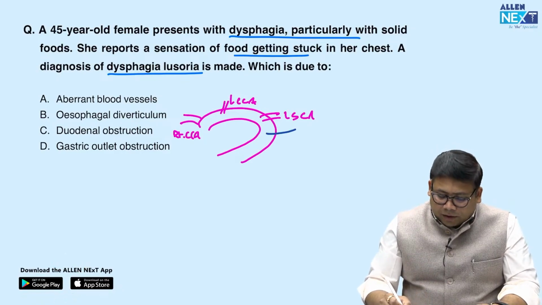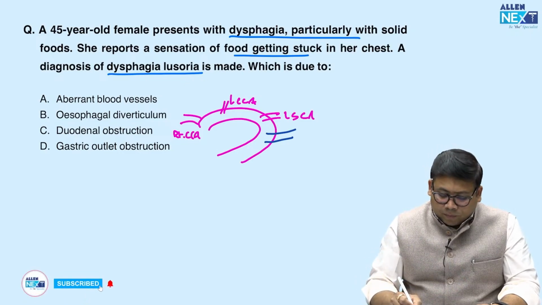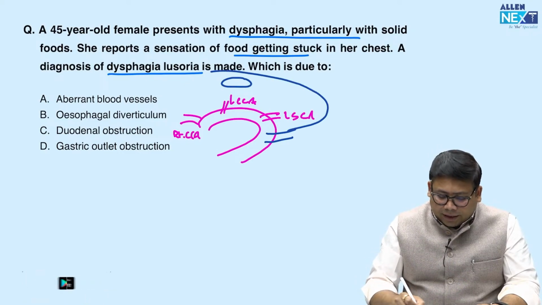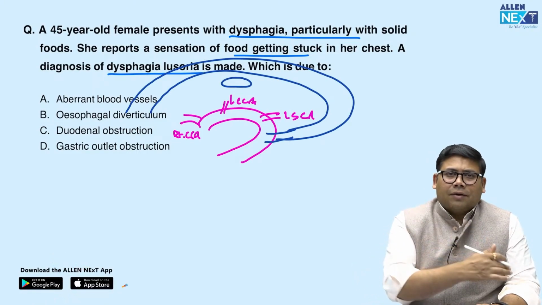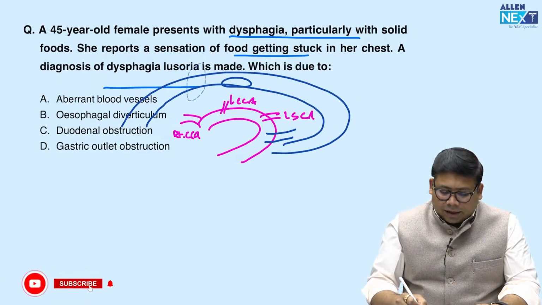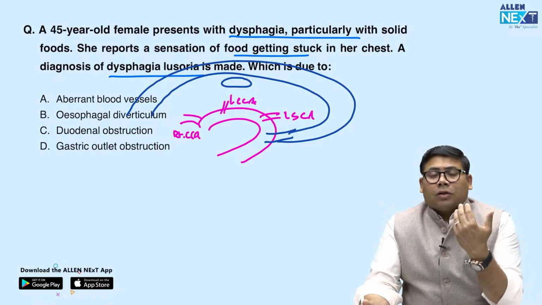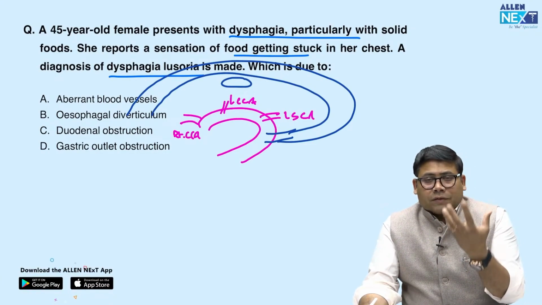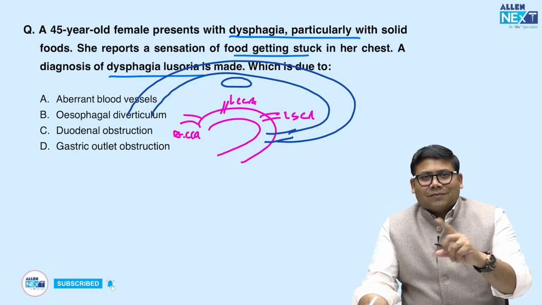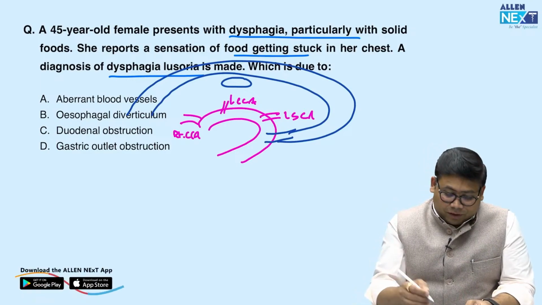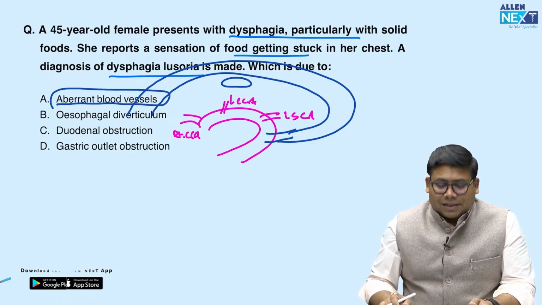The right subclavian artery might arise either from the left subclavian or distal to that from the descending thoracic aorta. Now this is the esophagus. Behind the esophagus, in the prevertebral space, this artery arches and reaches the right side. Since this is an artery, there will be pulsation, and this pulsation will indent the posterior wall of the esophagus, causing dysphagia. This is known as aberrant right subclavian artery or arteria lusoria, and that is why the condition is known as dysphagia lusoria. The answer is an aberrant blood vessel, the aberrant right subclavian artery.